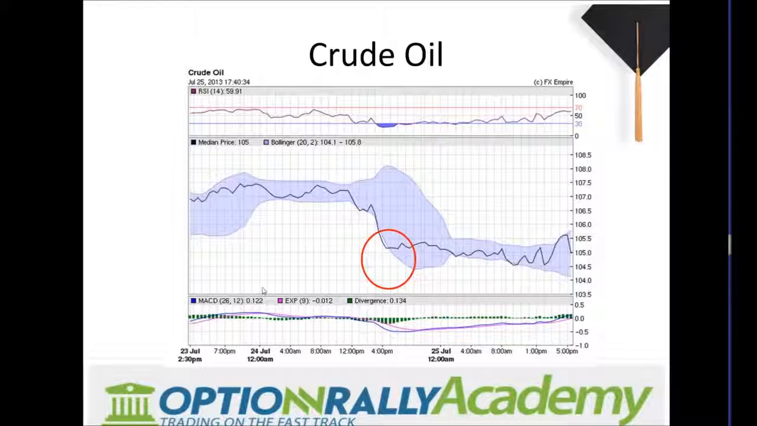Now, this is another example. This is crude oil on July the 25th. Okay. We may have made profit, but this was not pretty, and it didn't have a convergence. The price just broke right through. And even though you have this divergence, it was not a clear-cut signal to trade.